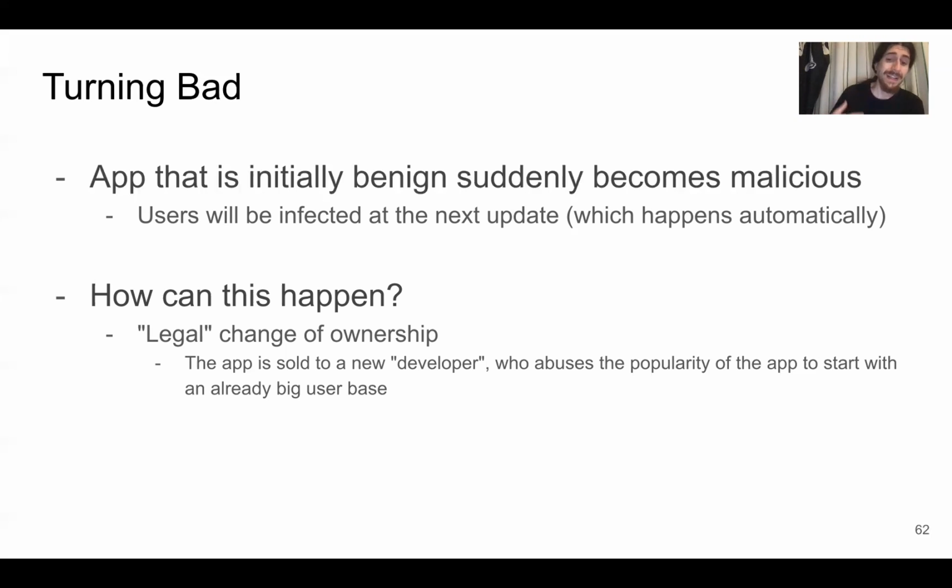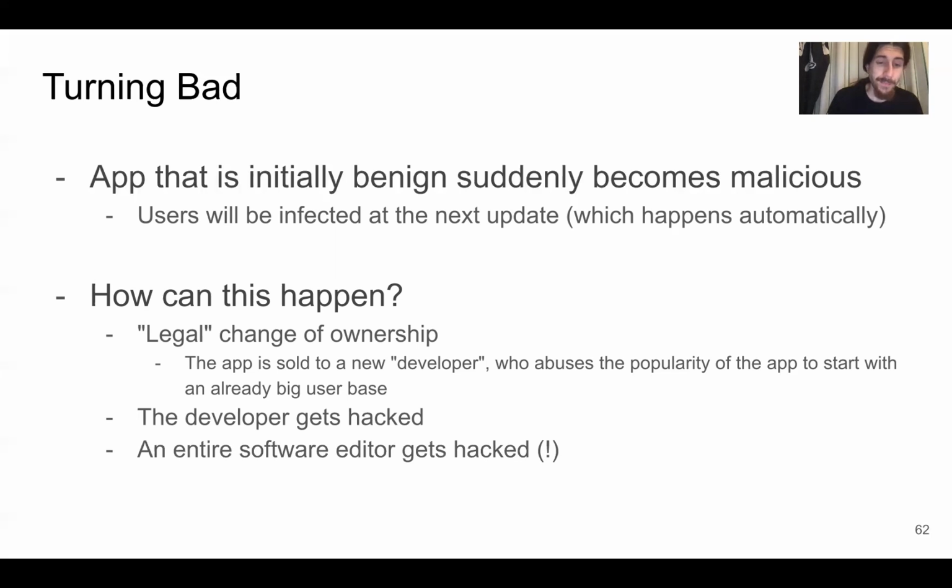So I could actually sell the app to a different developer, and then this developer could abuse this popularity to do whatever he wants to do. And he already has a big user base, so he could modify the app and put different things, put advertisement and so forth. So once I sell the app, then the new developer is in control of it. This new developer could be malicious or not. It could also be that the developer gets hacked. This could happen, and it's an actual problem, of course. Or an entire software editor gets hacked.